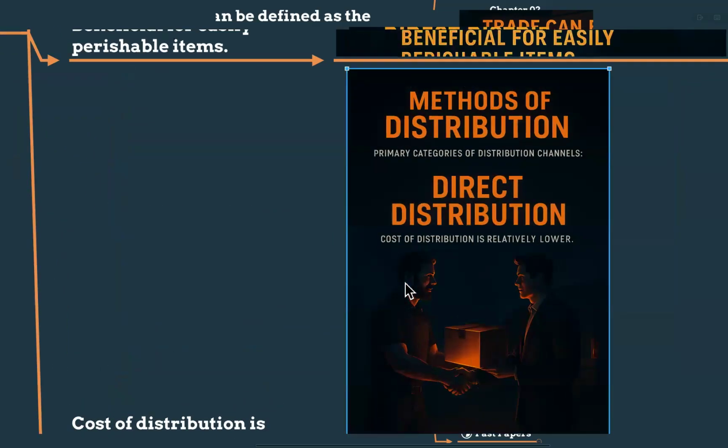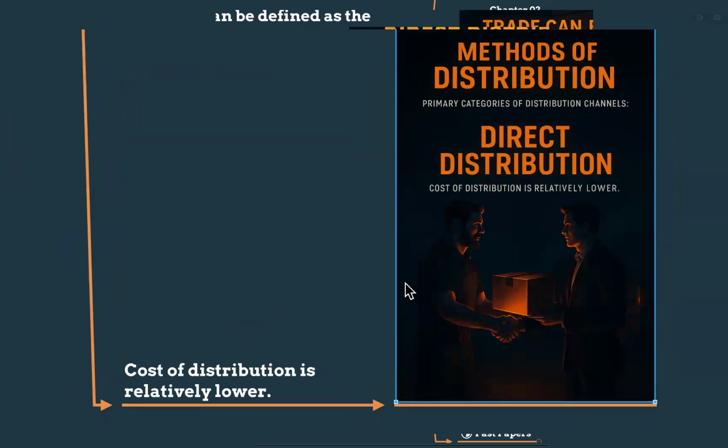And the cost of distribution is relatively lower. Why? Because we don't have middlemen. We don't need to pay our agents or wholesalers. We don't need to give discounts. So no middleman fees, no extra transportation, all profit stays with the producer or the manufacturer, right? So, for example, I'll give you some real life examples.